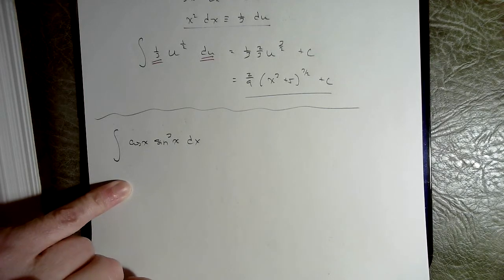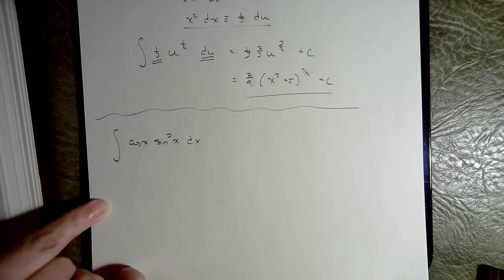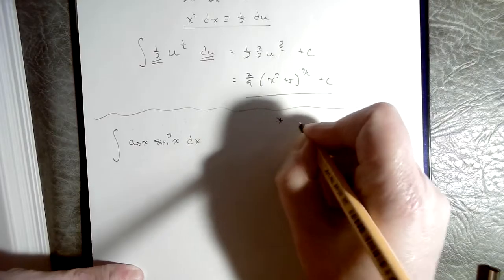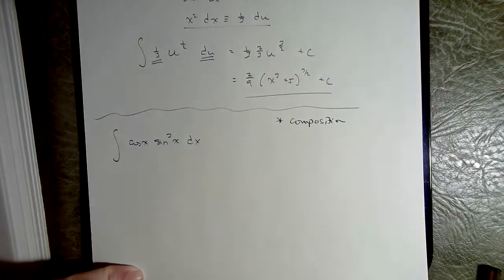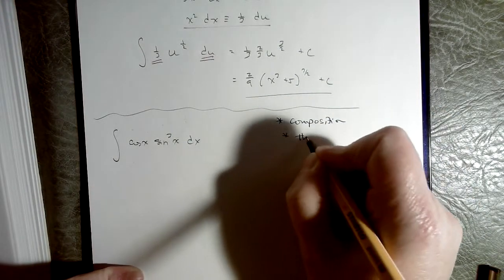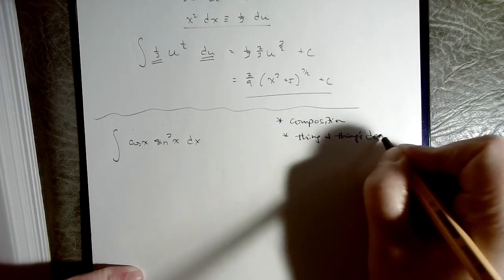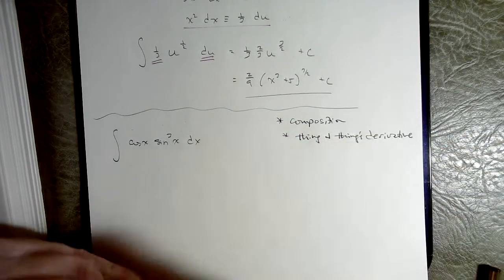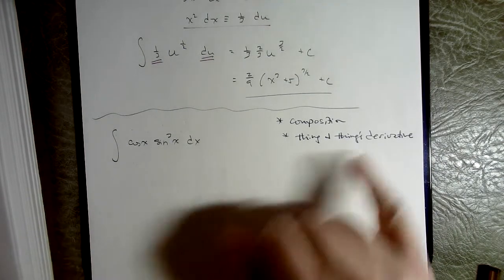So I'm looking for some composition. I'm looking for thing and thing's derivative. Let's write that down. You should put that in your notes. You're looking for composition, and you're looking for thing and thing's derivative. Really formal math. Thing and thing's derivative.